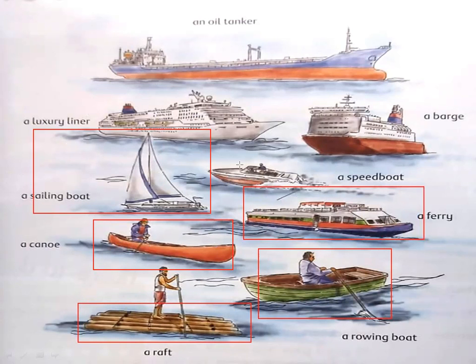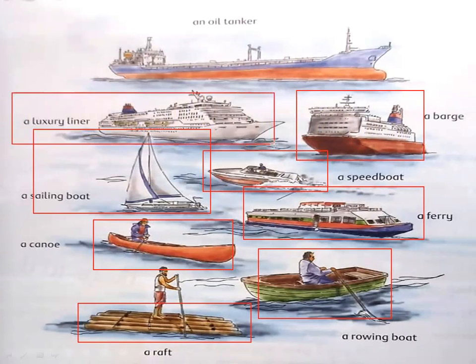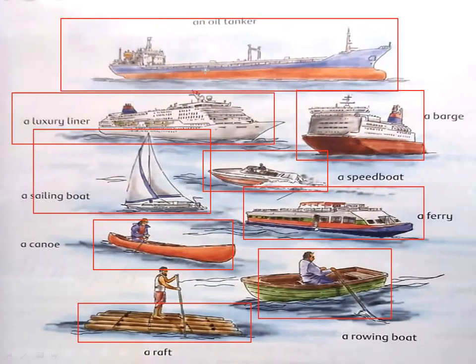And this is a ferry. And next one, this one is called a speedboat that moves faster over the water. And this is called a barge. And this is a luxury liner. And this is an oil tanker. These are means of transportation, and most of the trading in the world is done by these ships.